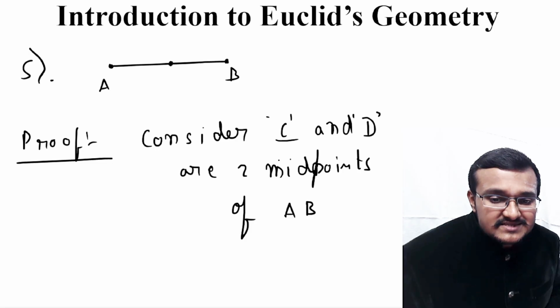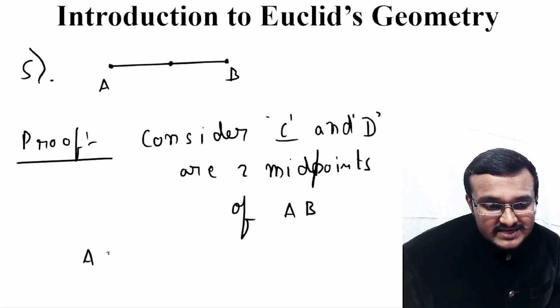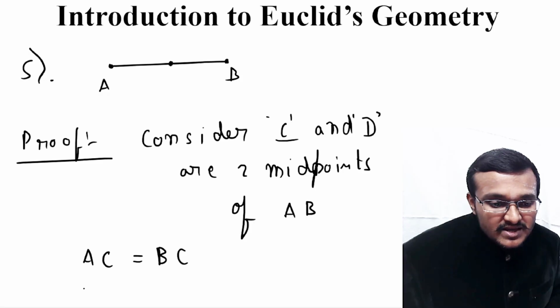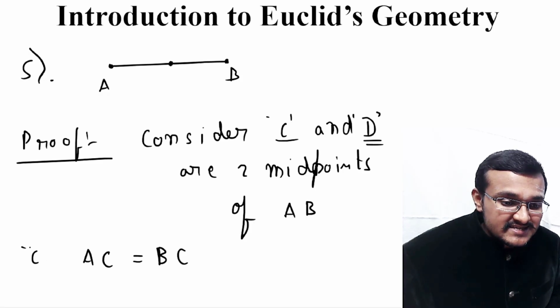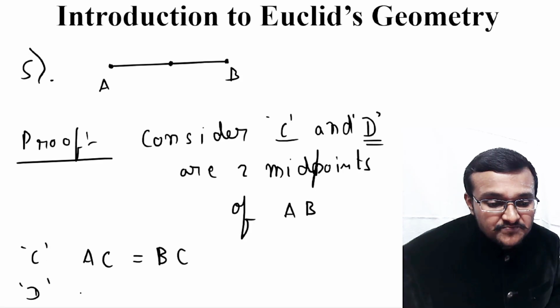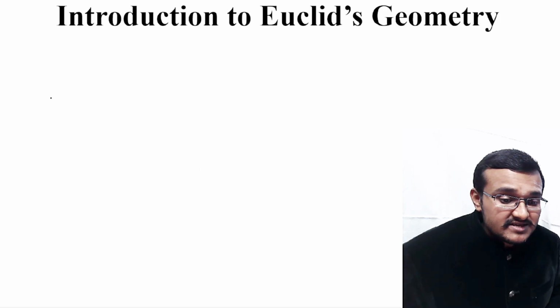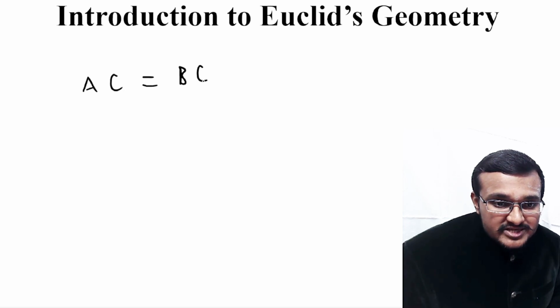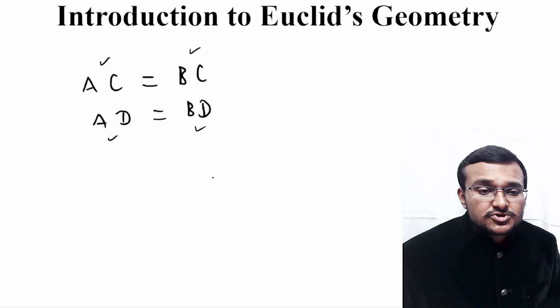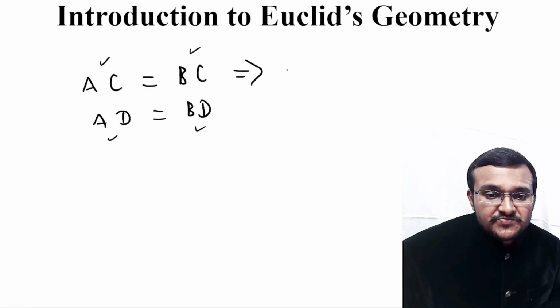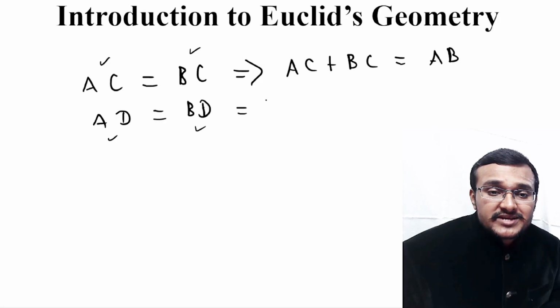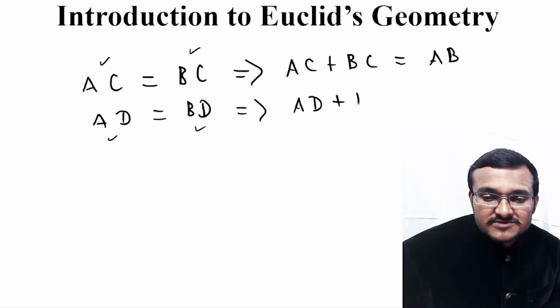Now since C is the midpoint of AB, AC will be equal to BC, and D is also a midpoint, so AD is also equal to BD. So we are getting AC equal to BC and AD equal to BD. Since AC is equal to BC, AC plus BC will give you AB, and also AD plus BD is equal to AB.